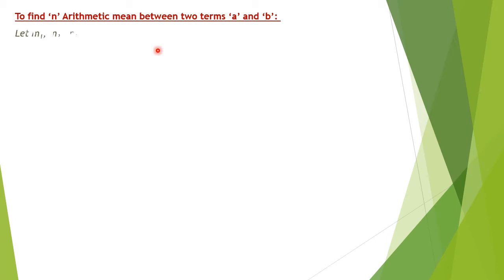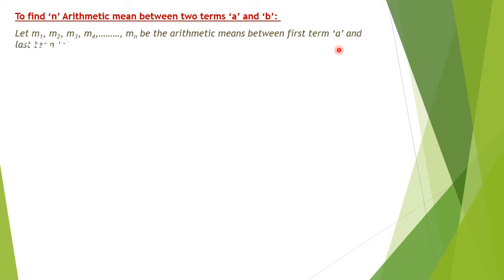Now it's time to derive the formula to find the common difference between the terms if there are n arithmetic means between A and B. Now we have to consider there are n means between A and B. So those n means, M1, M2, M3, up to Mn, are the arithmetic means between A and B, and their common difference between A, the first term, and B, the last term, is supposed to be D. We have supposed D as the common difference of the entire sequence.